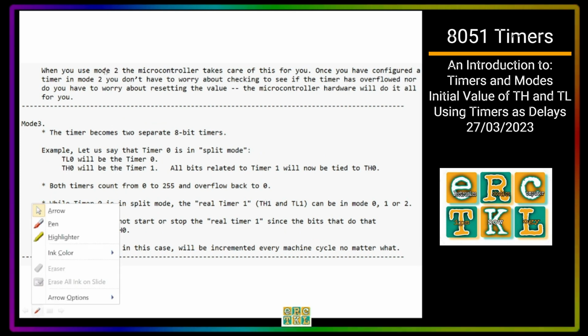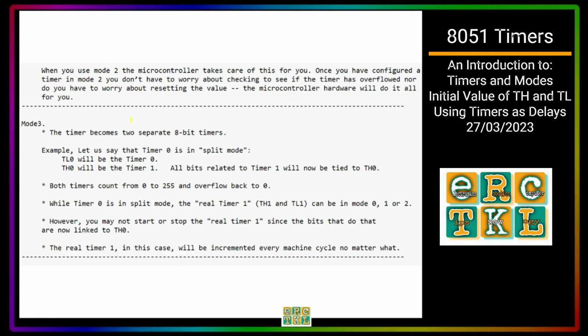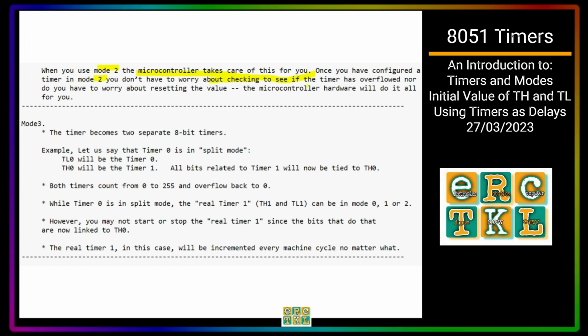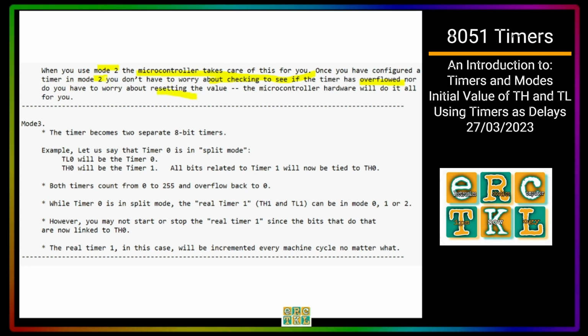When you use mode 2, the microcontroller will take care of this for you. No need to worry about the rolling over. Once you have configured the timer in mode 2, you don't have to worry about checking if the timer has overflowed, or rolled over. No need to worry about resetting the value, because the microcontroller will do it for you.